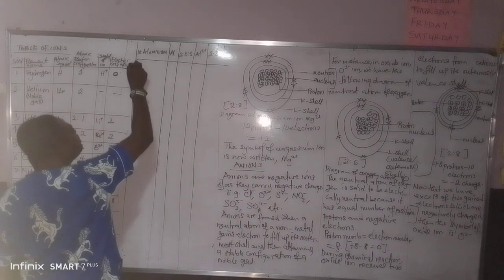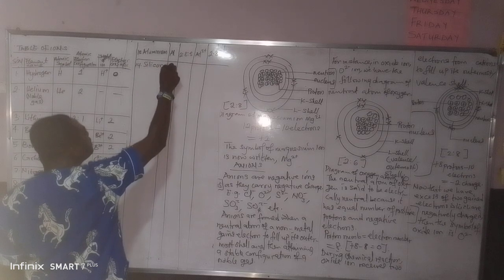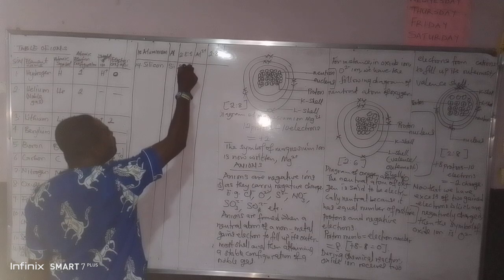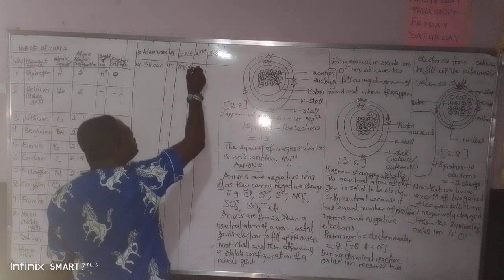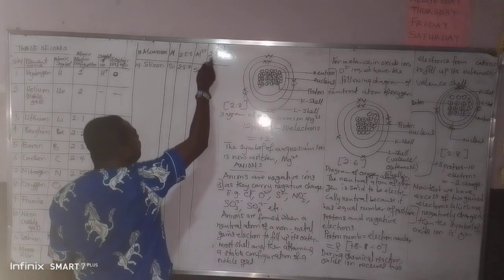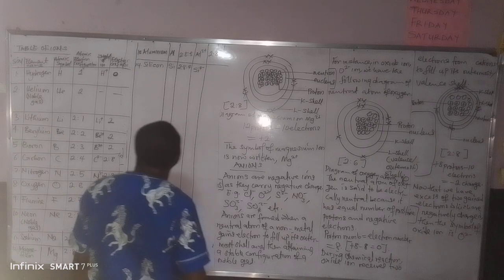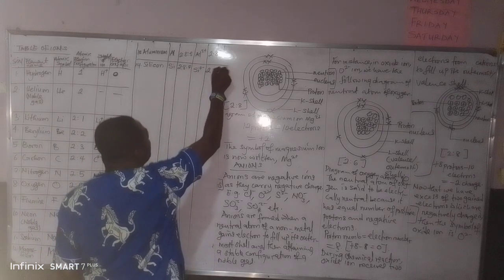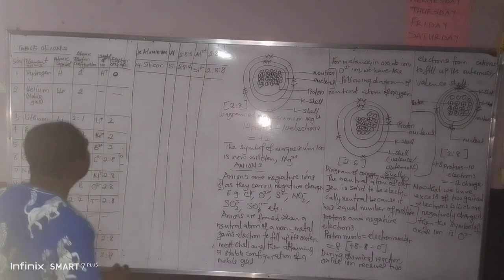Then the next one is 14, that's silicon, Si. This one is 2,8,4. Now, once you have 4, take away this 4 from 8, you have 4. Write the 4 and put minus. So it means it has borrowed 4 to add to this 4. Configuration is now 2,8,8, looking like argon, another noble gas.